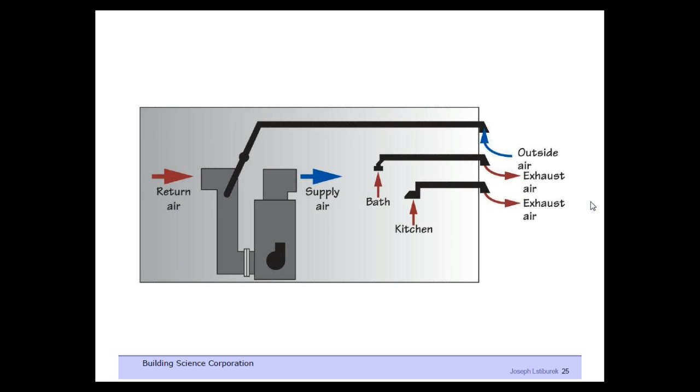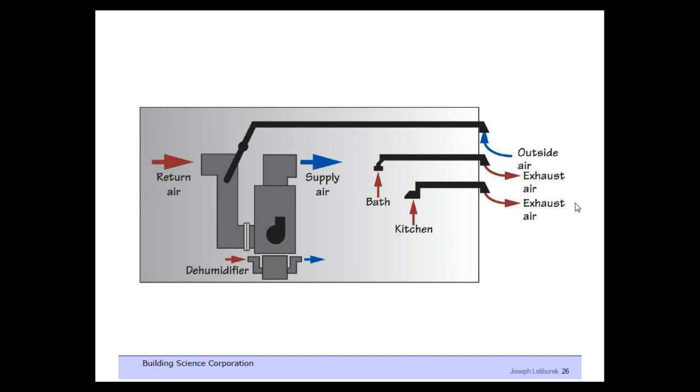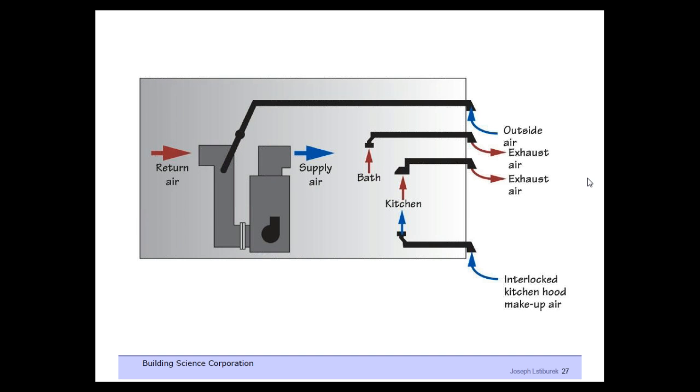The idea of having a kitchen exhaust hood to the outside is a non-starter with the tightness that we're seeing. A dehumidifier doesn't help us. What we need is an interlocked makeup air system with the kitchen hood.